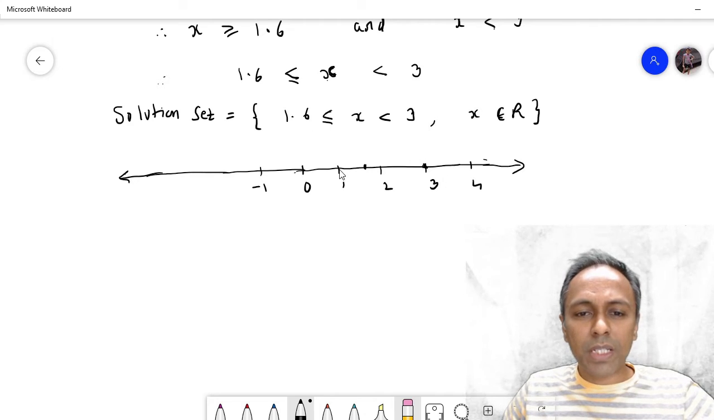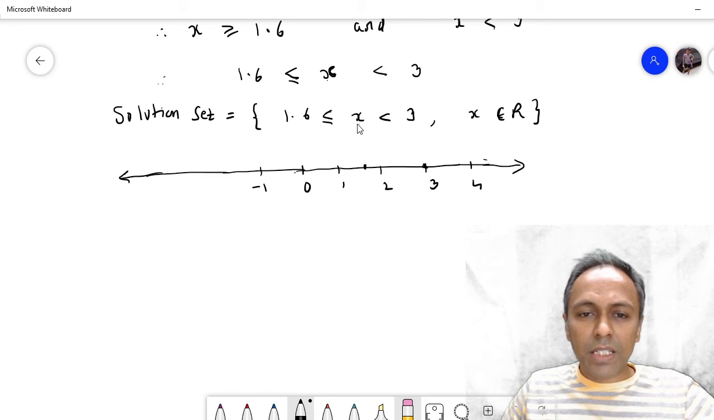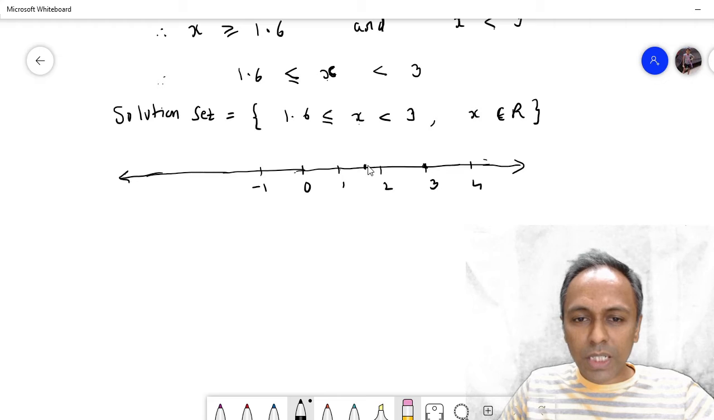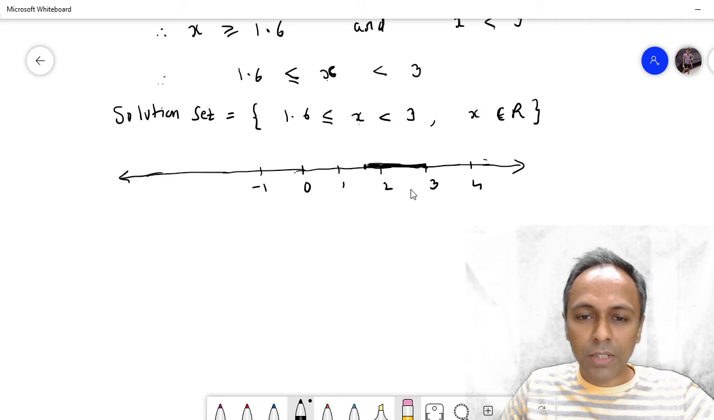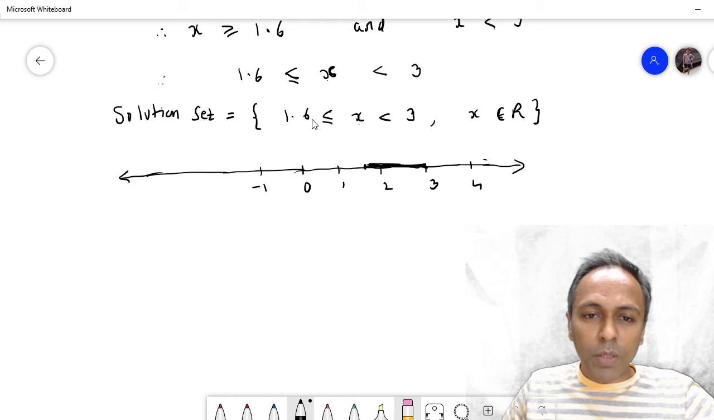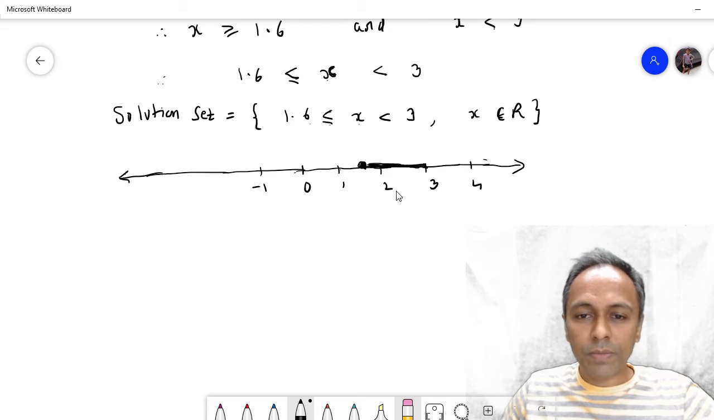So if you have 1.6, then you can easily take 1.6. Just take 6 millimeters here. X is between these two. So take a scale again and highlight by redrawing this region, reshading it or re-darkening it. And 1.6 is included as you have the equality sign here. So make a darker circle here.